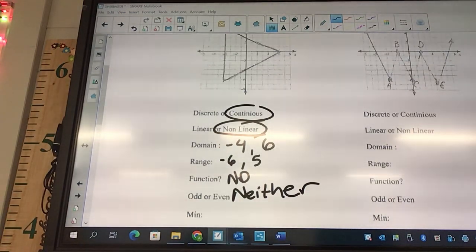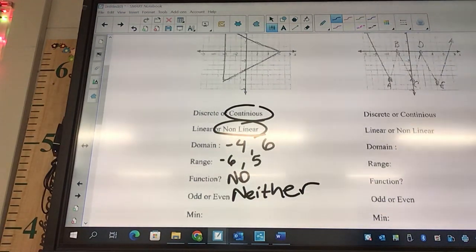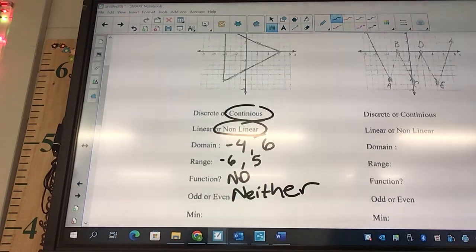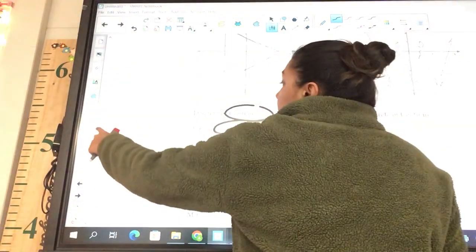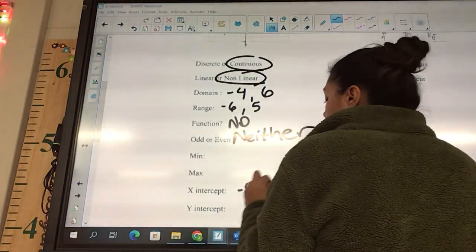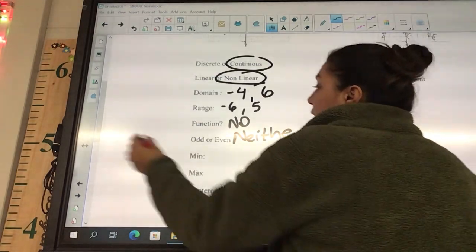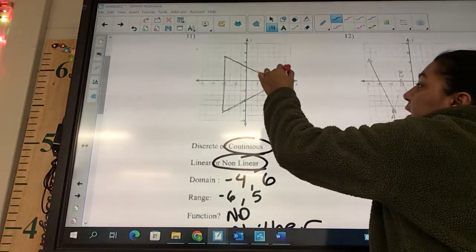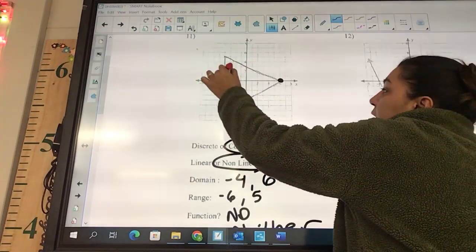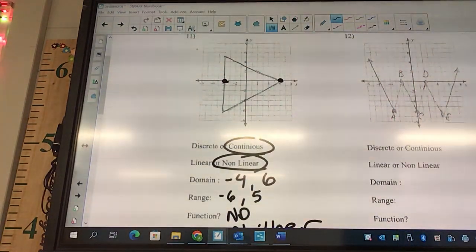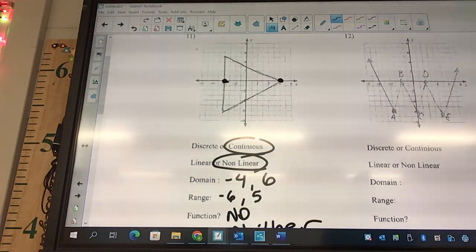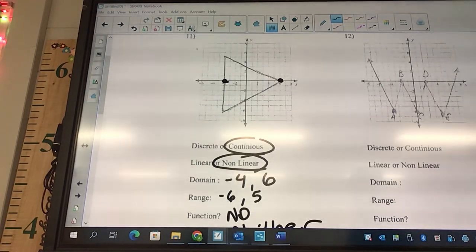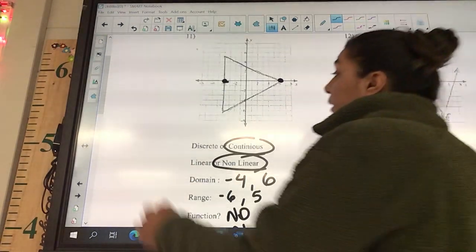X-intercept. Gibson, look it up. The x-intercept is going to be -4 and 6. It's where it crosses the x line. So I can see the x-intercept is here and here. What about the y-intercept? Gibson, put that up or I'm going to take it. 3 and -4.